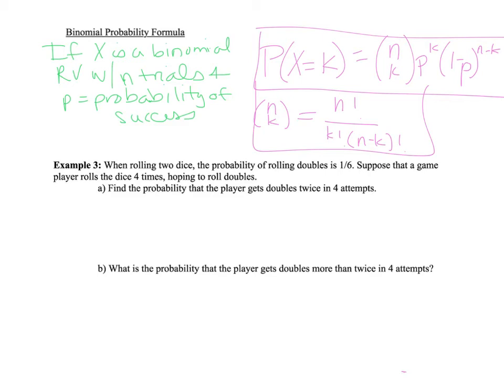So what we have is we're going to call x a binomial random variable. My total number of trials is n, and I'm going to call p my probability of success. So what I'm going to have is that the probability that x equals k, the k is the number I want. In the previous example, you might remember, we wanted to get doubles exactly once. So k in the last one was 1. The n is going to be the total number of trials.